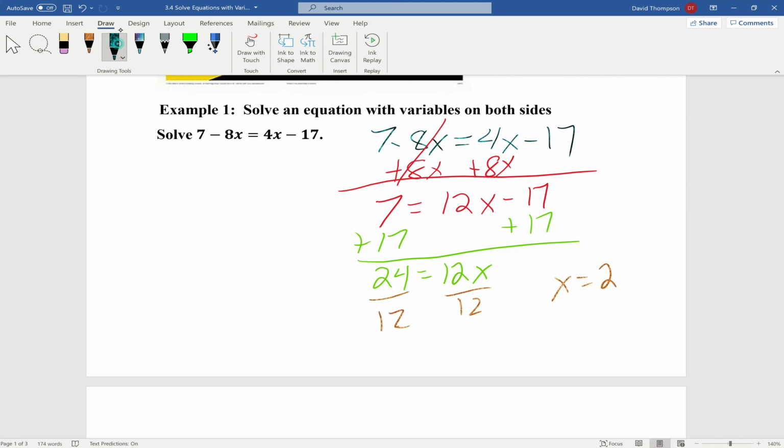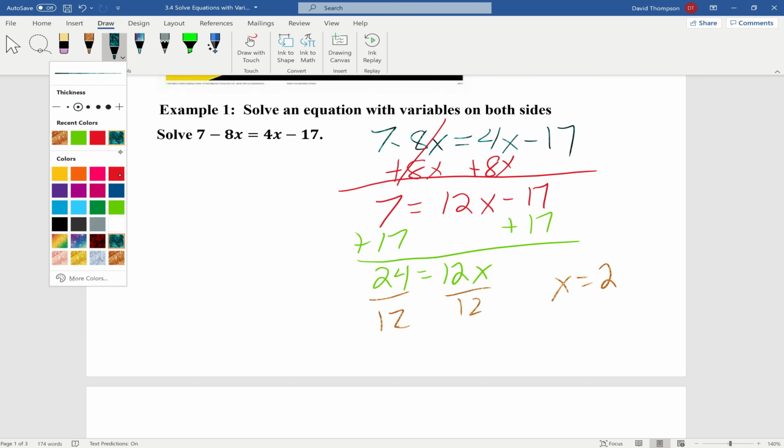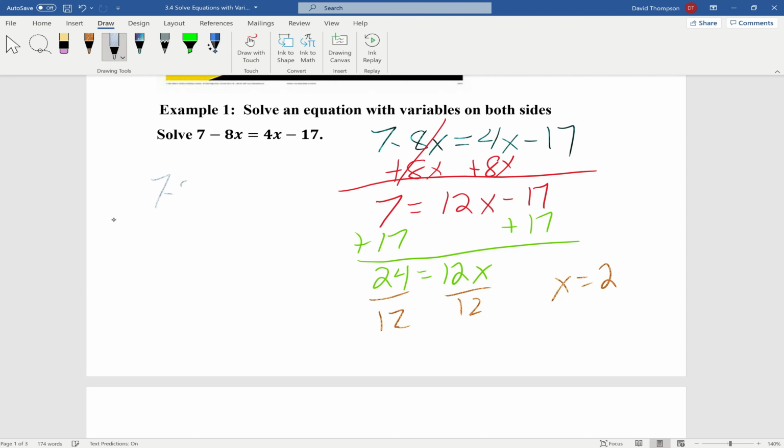If we plug 2 into our original equation, 7 minus 8 times 2 equals 4 times 2 minus 17. 7 minus 8 times 2 is 16, and 4 times 2 is 8 minus 17. 7 minus 16 will give me negative 9, and 8 minus 17 will also be negative 9. So we worked it out correctly. Our correct answer is x equals 2, and we are done.